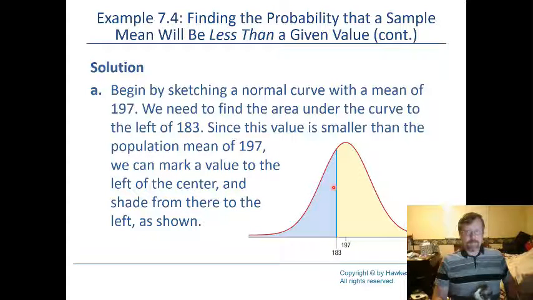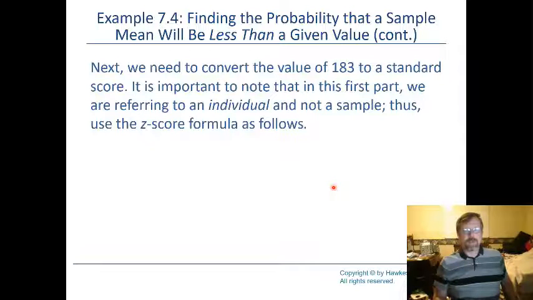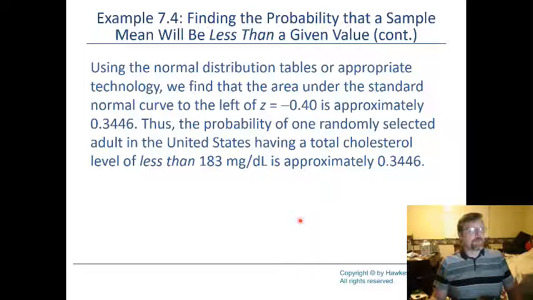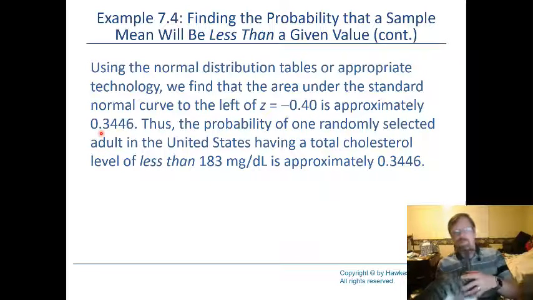All right, so let's start with converting that 183 to a standard score. Again, this is for the individual. So our z-score formula is the one we've been using up till now. The x, the individual, minus mu over sigma. So 183 minus the mean divided by the standard deviation, we get a negative 0.4. Okay, so we can look this up in the tables, and we get approximately 0.3446.